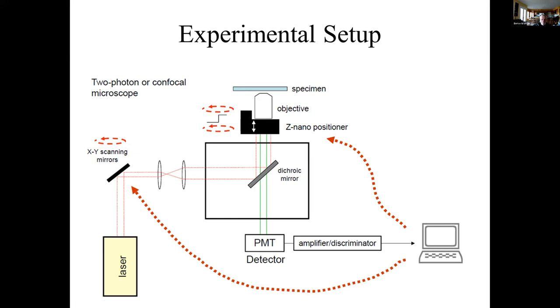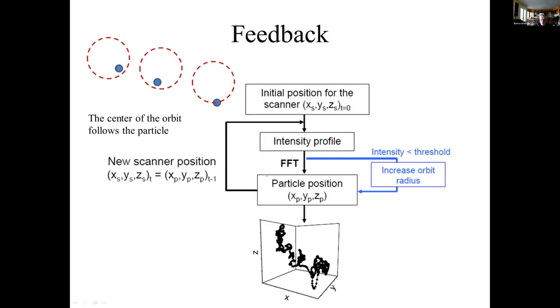Still, there is one thing, which is how you start, how you determine which particle you want to look at. First of all, you need to set the initial position for the scanner. So you take an image, and then you say, I want to track that particle I see there in the image.